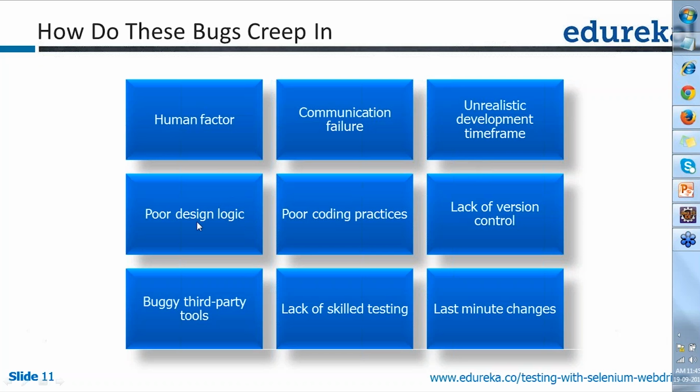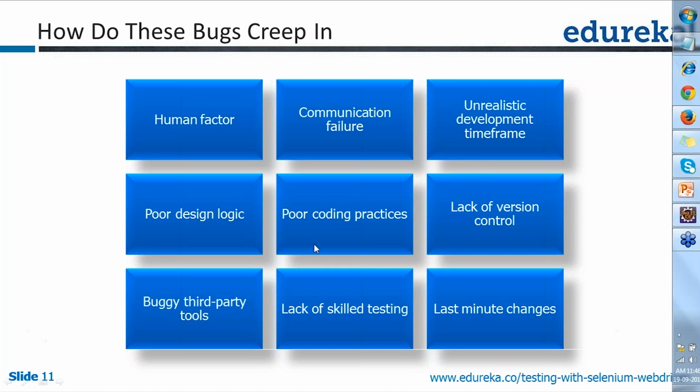The fourth reason is poor design logic, poor coding practices, and lack of version controlling. If the design logic is not good, it's a very old reason for bugs. Poor coding practices means if we are not following the standard practices to write the code, that can lead to different bugs as well.